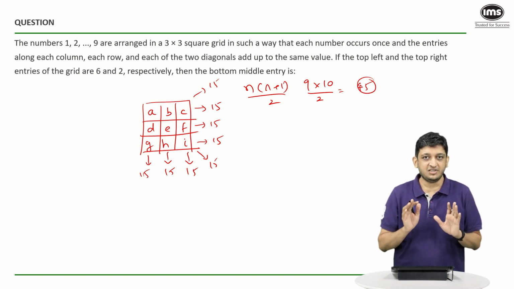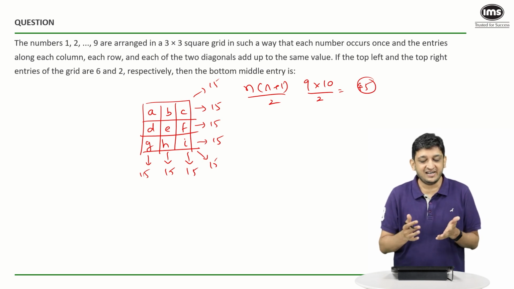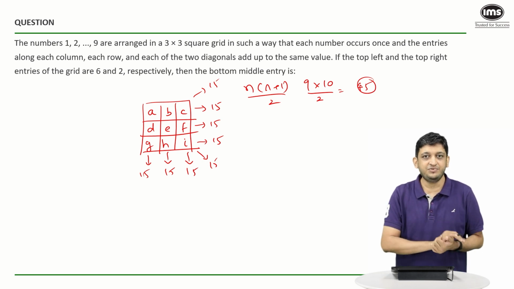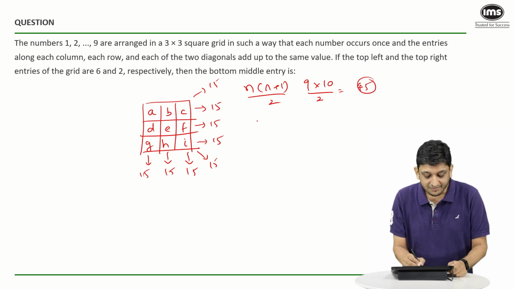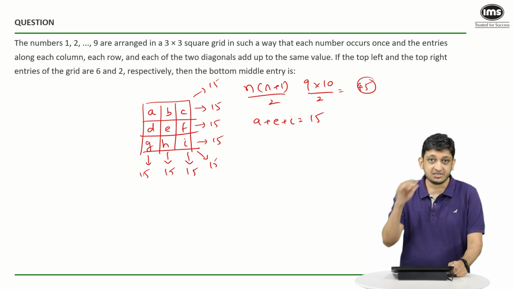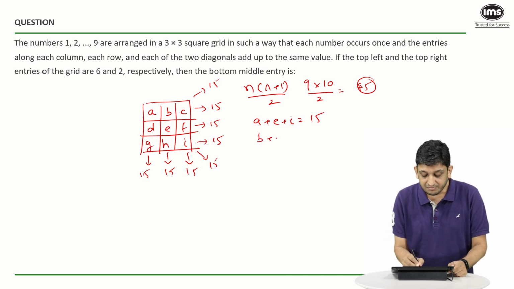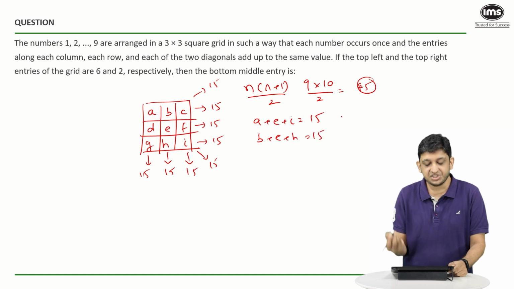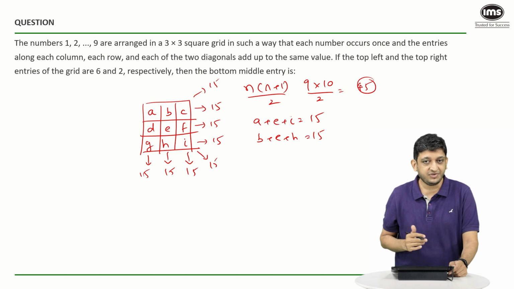For those of you who don't trust this particular leap and want to understand it mathematically, I'll just write a few equations and show how exactly we get E equals 5. I'm saying that A plus E plus I should be 15 because the sum of the numbers in the diagonal will be 15. I also know that B plus E plus H is going to be 15. The sum of the numbers in the second column has to be 15.